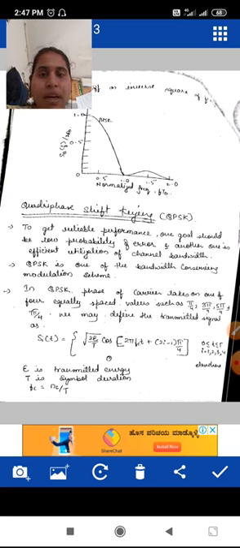Compared to BPSK, binary phase shift keying, quadrature phase shift keying is a bandwidth conserving modulation technique. Here we are modulating 2 bits at a time, and for representing 2 bits we are using 4 signals. That is, the carrier takes on one of 4 equally spaced values such as pi by 4, 3 pi by 4, 5 pi by 4 and 7 pi by 4.